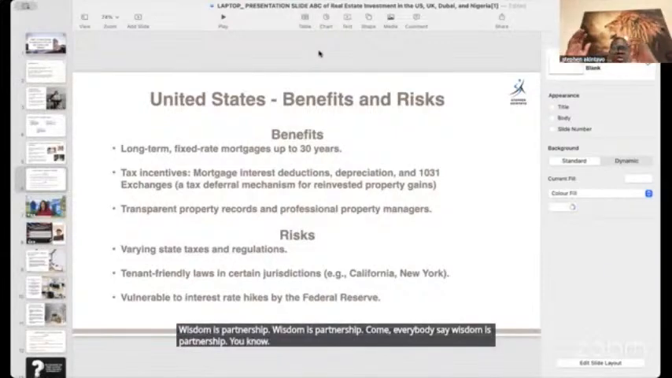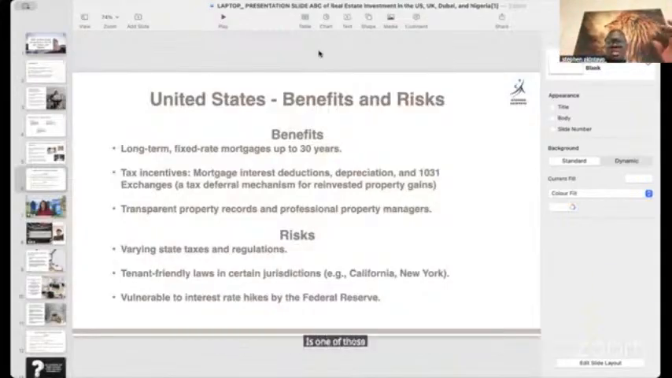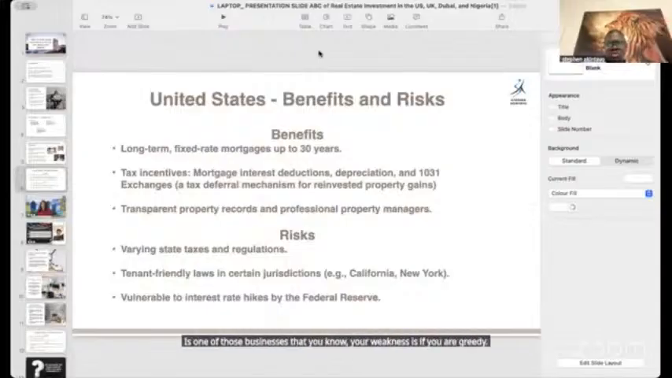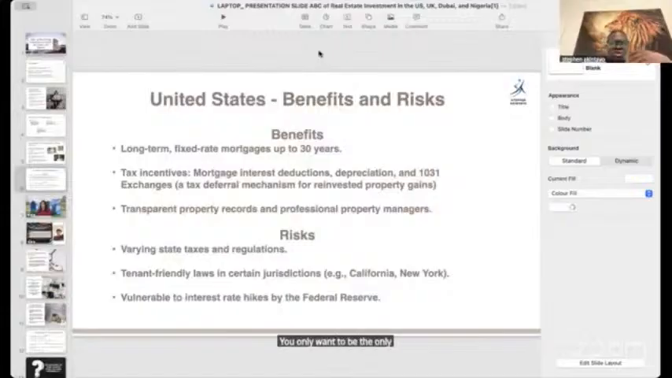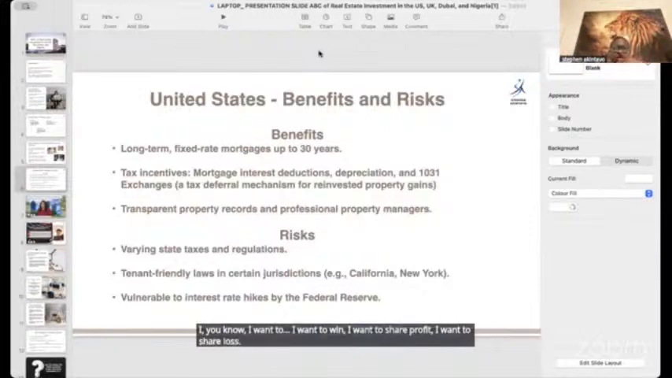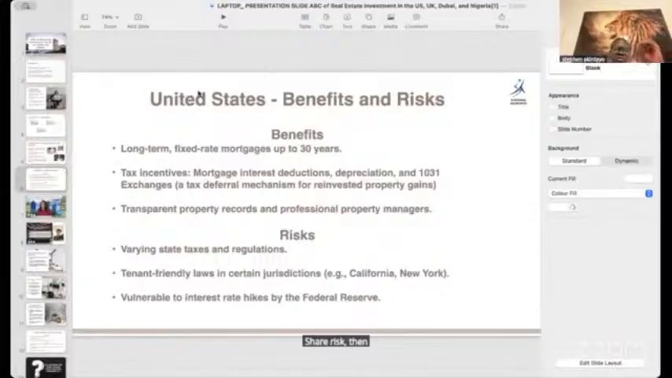Those who don't make it in real estate are those who are greedy. It's one of those businesses where your weakness is if you are greedy. If you only want to be the only one, you want to make all the profit, you don't have all the margins, then you're not going to go far. But as long as you are willing to say, hey, in this business, I want to win, I want to share profit, I want to share loss, I want to share risk, then you're in the right business.